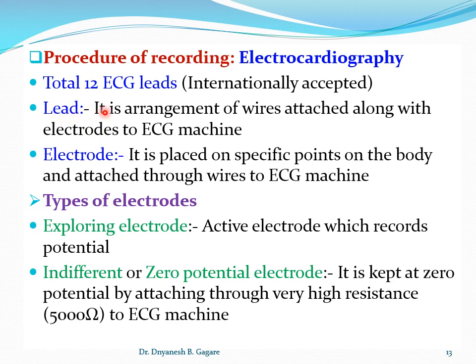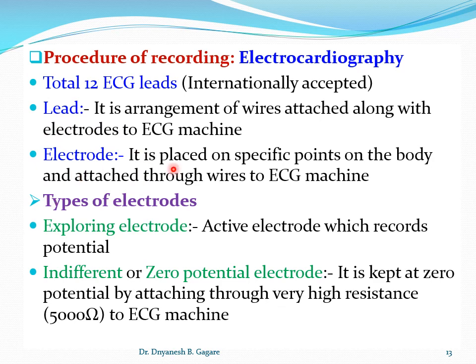Okay, and like this, where we are keeping the electrodes on the body, depending on that, we have the 12 combinations. So 12 different points on the body, 12 different combinations where we keep the electrodes, and as per that we got 12 leads.